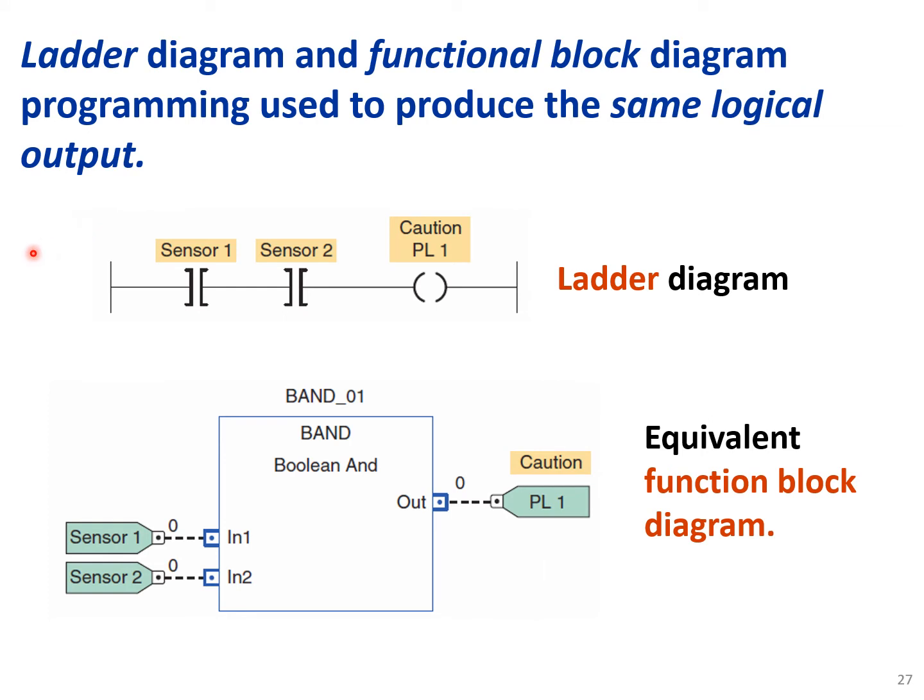Ladder diagram and function block diagram programming are used to produce the same logical output. Okay, so here we have the same equivalent programs. For example, the equivalent of the ladder diagram program. So we have two sensors or two contacts, and we have one coil, which is the pilot light. And here we have a function block, which is a Boolean AND function block that gets two inputs, 1 and 2. If both of them are true, then the output will be true. Otherwise, the output will be false or 0. So this function block is equivalent to this ladder logic program.